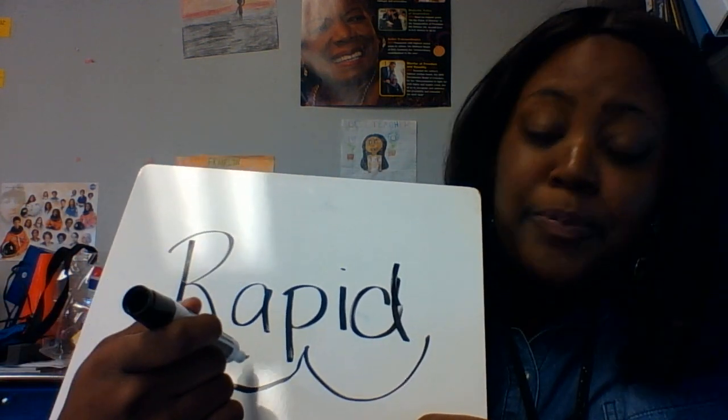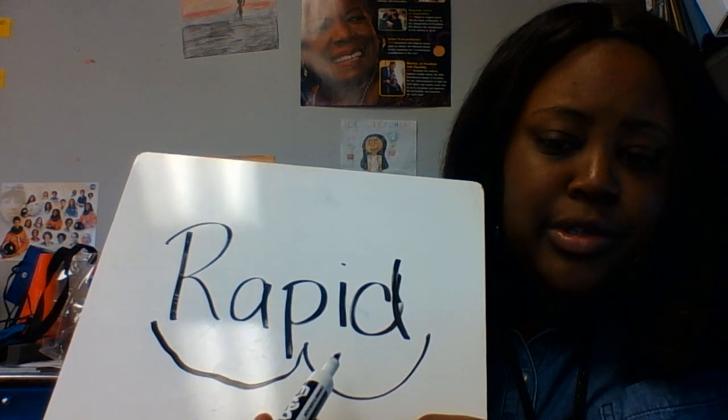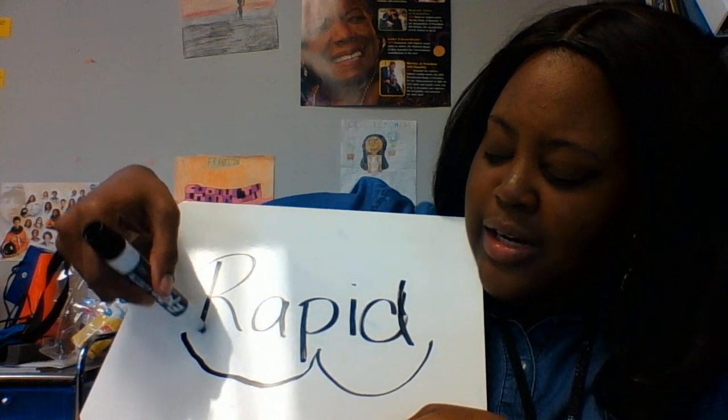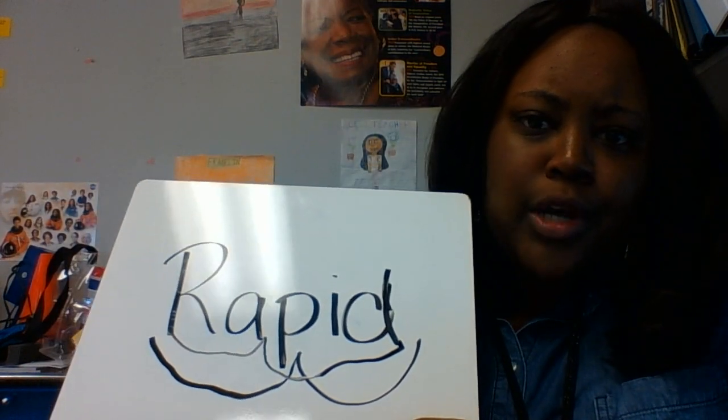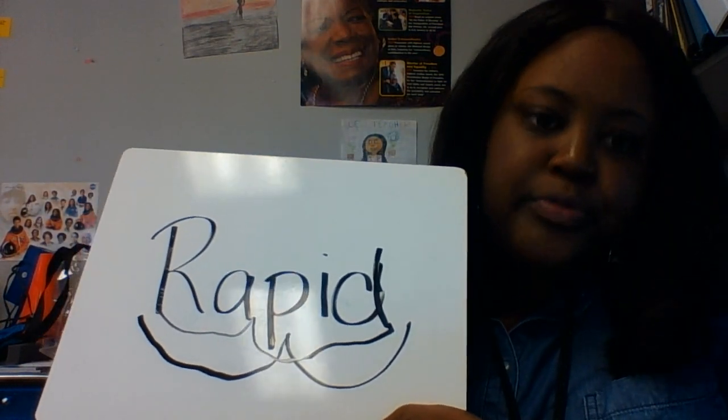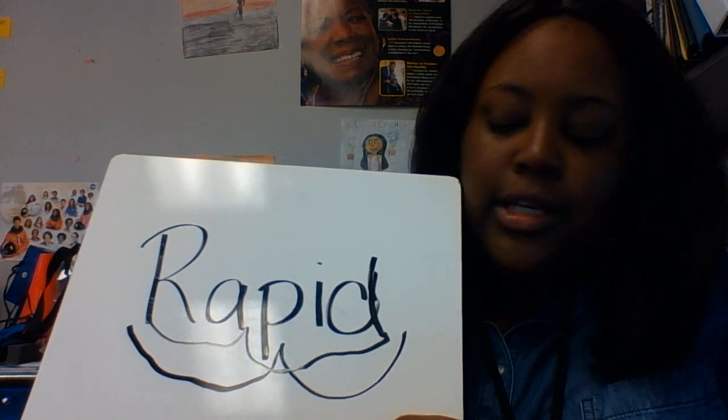If I put this P with the second syllable, it would become ra-pid. And we don't say ra-pid, no, we say rapid. Move rapidly. We don't say move ra-pidly. So that is the deal there.